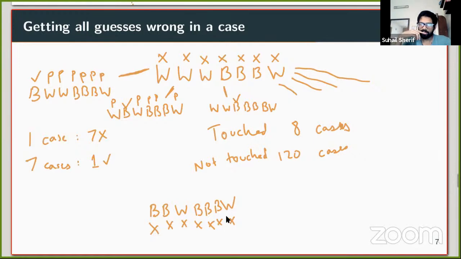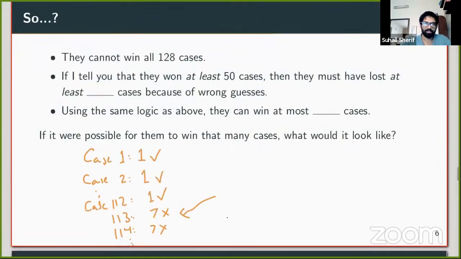No, I am asking about the case when all the 7 are right. So what we saw from the previous slide was that if you have a strategy that wins 112 cases, there is no case where all 7 are right. Okay. We are discussing for this case. So there are only cases where 1 person is right, and there are cases where 7 people are wrong, and that's it. So that's what we're trying to mimic. Okay.